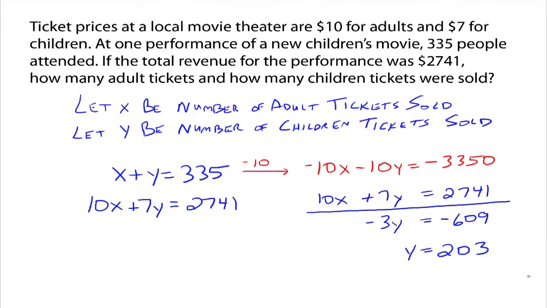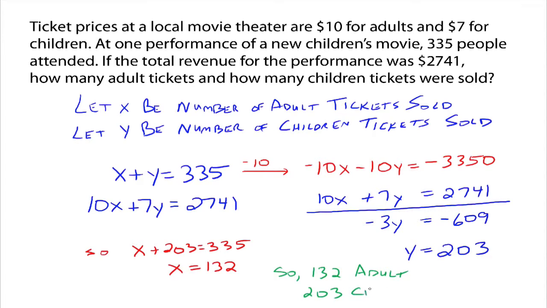What does that mean? That means that 203 children tickets were sold. Now we need to figure out the number of adult tickets. We'll take the 203 and plug it in for y here, so don't forget to find that. x plus 203 equals 335, so x equals 132. Everybody see that? So 132 adult tickets and 203 children tickets. All right, make sense?